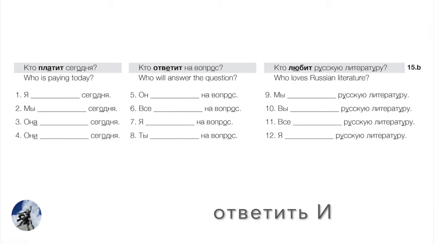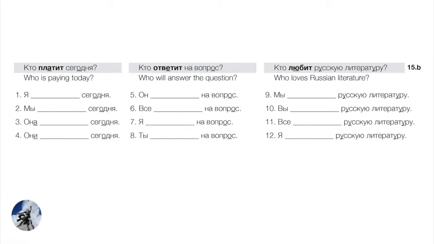Кто ответит на вопрос? Who will answer the question? Number five, we'll say he'll answer the question. Он ответит на вопрос. Number six, everyone will answer the question. Все ответят на вопрос. Number seven, I'll answer the question. Okay, here's the я, right? So we're going to see a mutation. Я отвечу. Right, я отвечу на вопрос. Number eight, ты ответишь на вопрос.